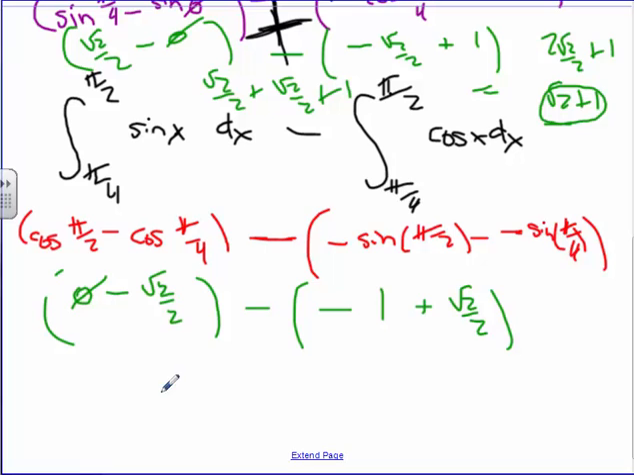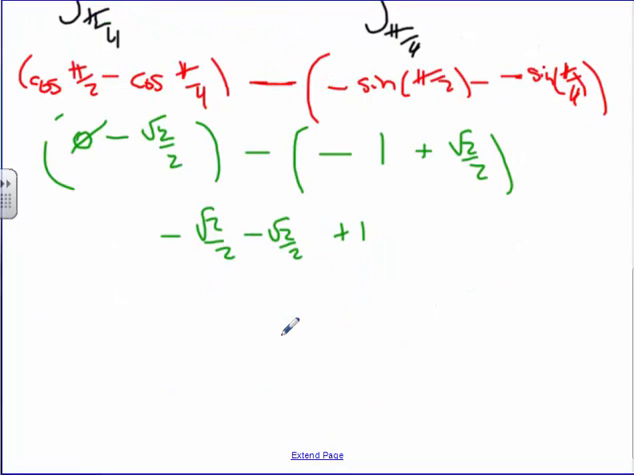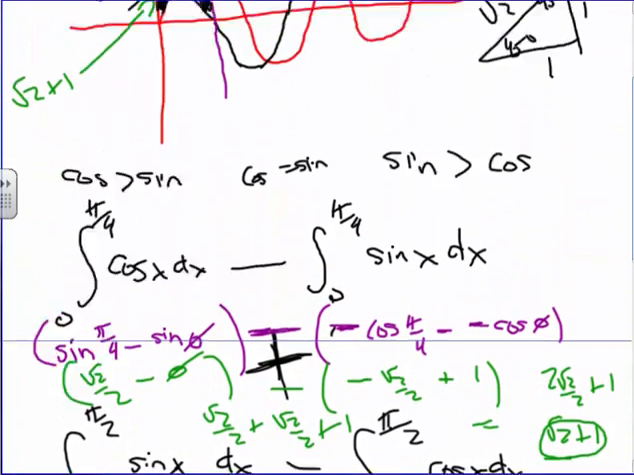Which means I have a negative root 2 over 2. I need to subtract another root 2 over 2. And then I need to add 1, which gives me negative 2 root 2 over 2 plus 1, which gives me negative root 2 plus 1. Now, why is that negative root 2 plus 1?